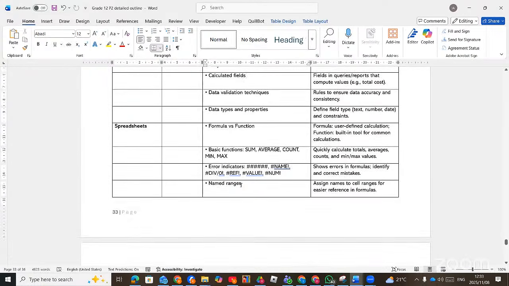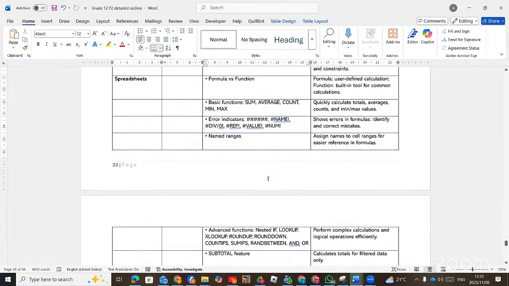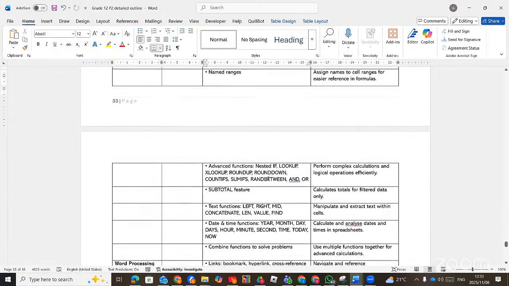Regarding spreadsheet, different functions and formula, basic function, error indicators: hashtag too narrow, hashtag name, you must know this, hashtag ref, hashtag value, hashtag num. They can ask you that. Name ranges, other complex functions like VLOOKUP and XLOOKUP, text functions.